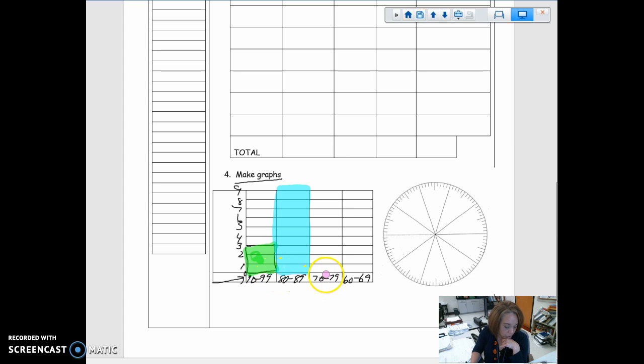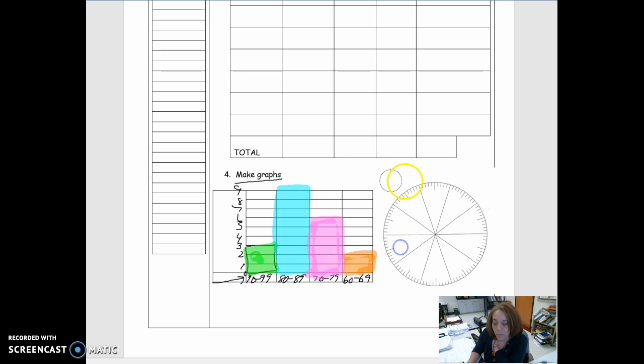Okay? So in the 70s group, we had 6 scores that were in the 70s. So I'm going to fill in up to the 6th line. And then in the 60s, we had only 2 people who scored in the 60s. Do that in the orange. So I'm just going to fill to the 2 line. So this is what my histogram would look like when I am complete.